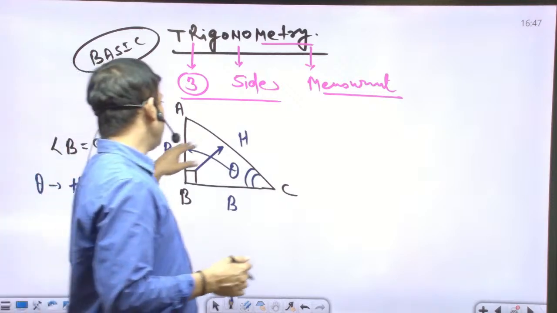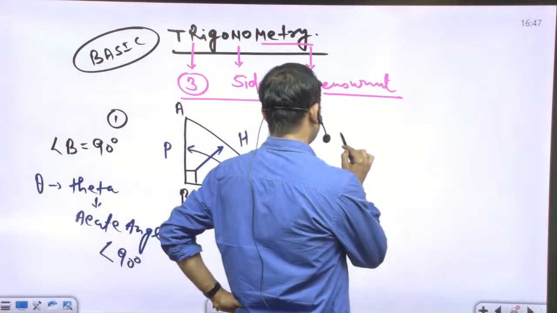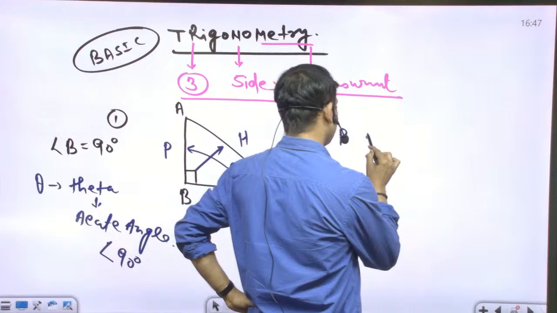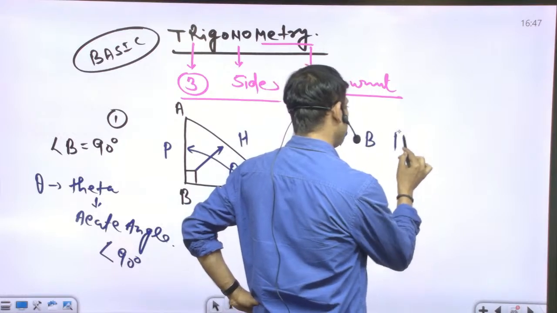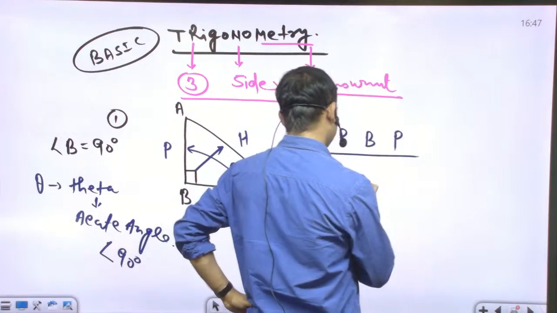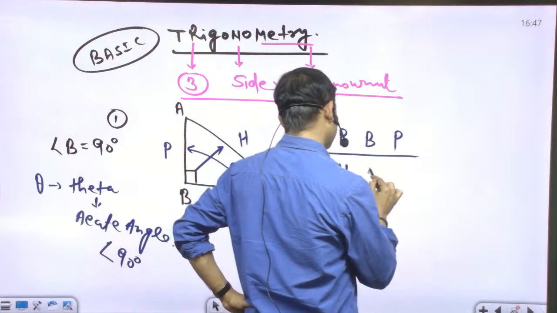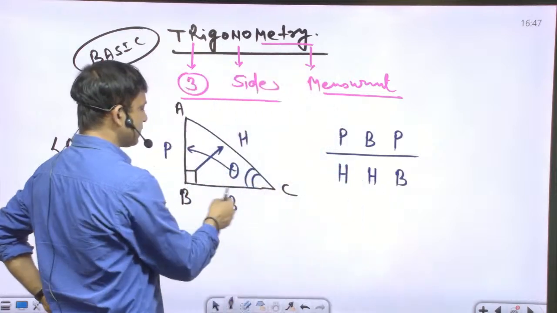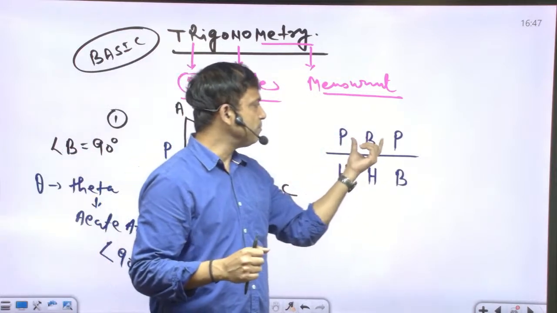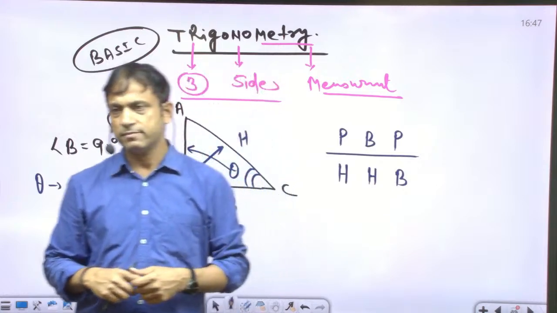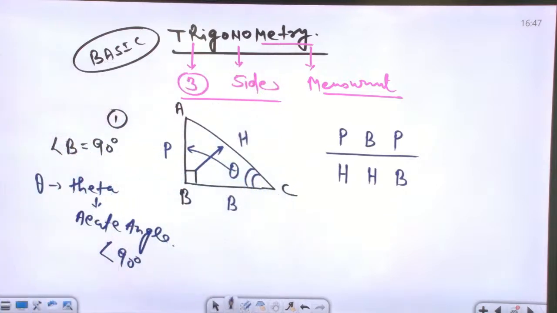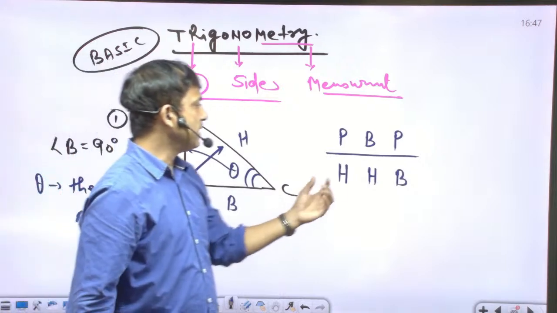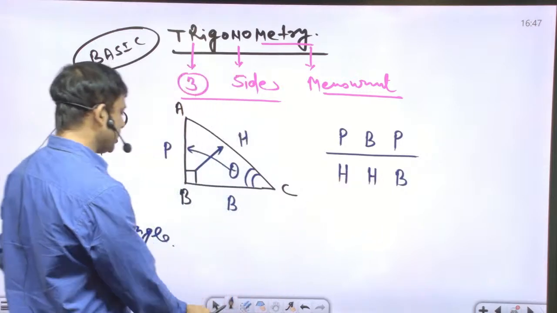So this will be P, H and B. Now write P, B, P, and this will be H, H, B. Write these three symbols as P, B, P over H, H, B. Always keep in your mind P, B, P divided upon H, H, B.